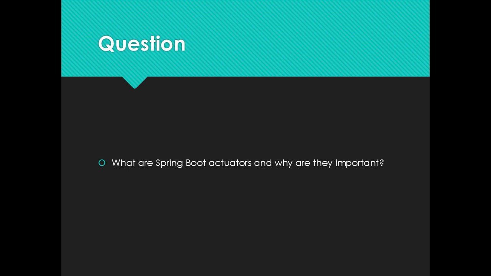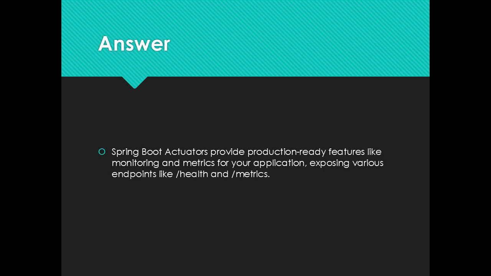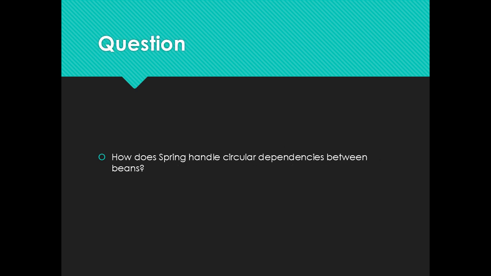Question 7. What are Spring Boot actuators and why are they important? Answer: Spring Boot actuators provide production-ready features like monitoring and metrics for your application. They expose endpoints such as /health, /metrics, and others to check the health, performance, and behavior of your microservices in real time.